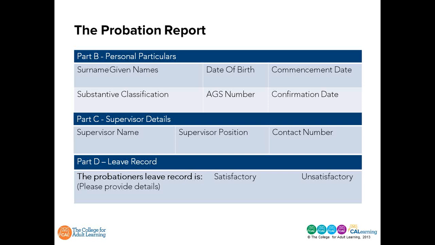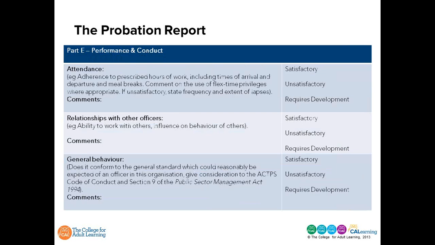starts to measure and review performance, starting with the leave record. So how many days, if any, has the new employee had during the period and why? You know, was it for sick leave? And how many days? Was this satisfactory or unsatisfactory? Part E, as you can see, then lists the key aspects of performance and conduct identified by this employer, and under each heading, the line manager must nominate whether the behaviour has been satisfactory, unsatisfactory, or requires development. There is also a section for comments below each one.